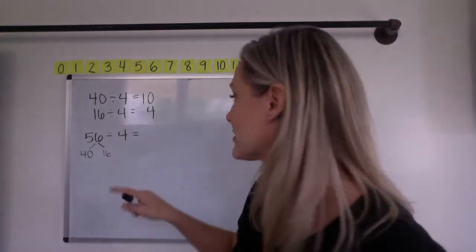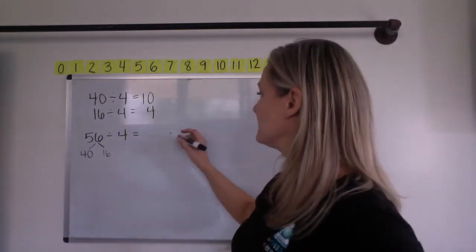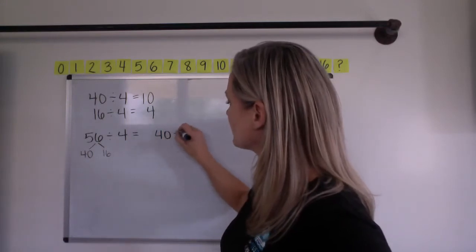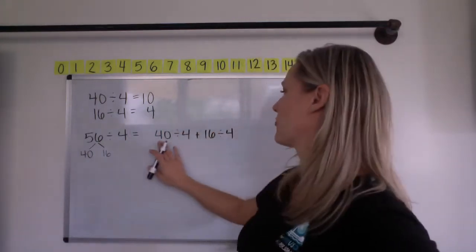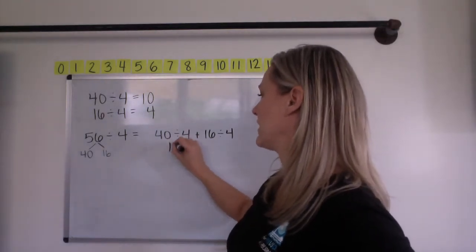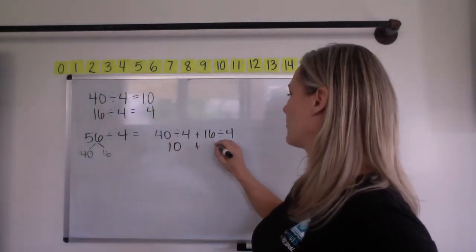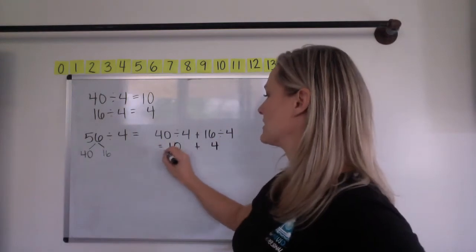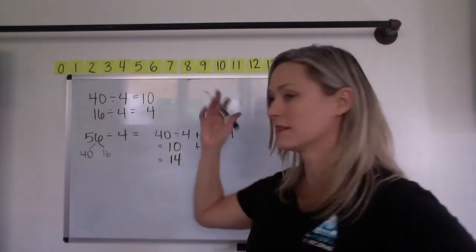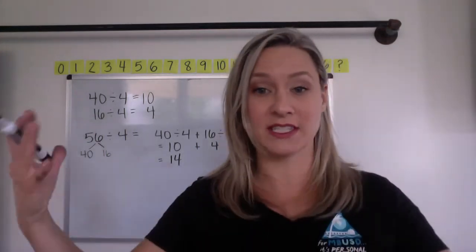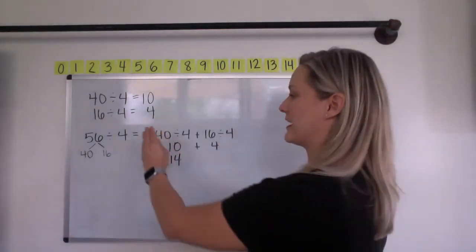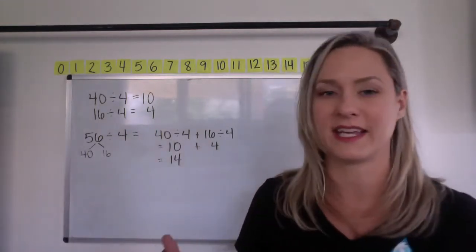It's all about that divisor. So 40 divided by 4 and 16 divided by 4. So 40 divided by 4 is 10. 16 divided by 4 is 4. So that means the answer is 14. So you can take these larger numbers and just break them up in a way that makes sense with the divisor and get the answer.